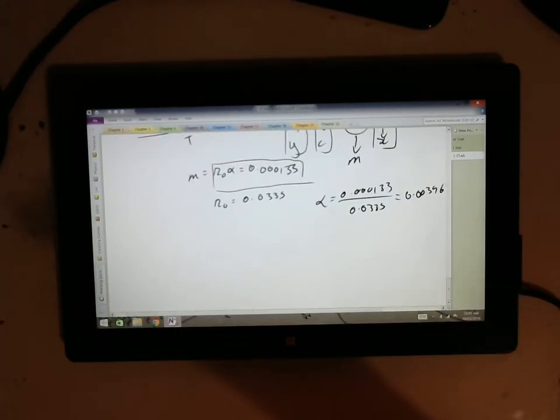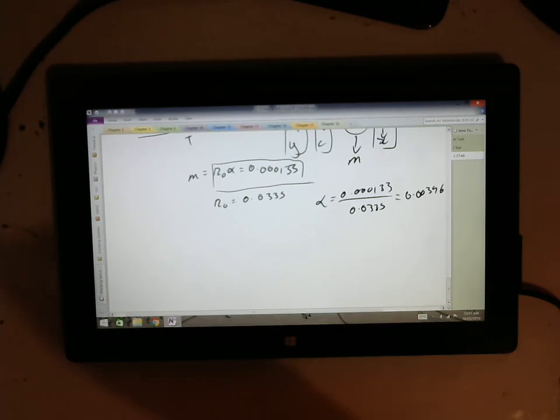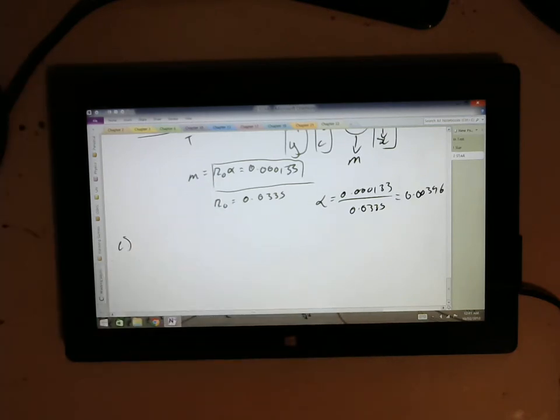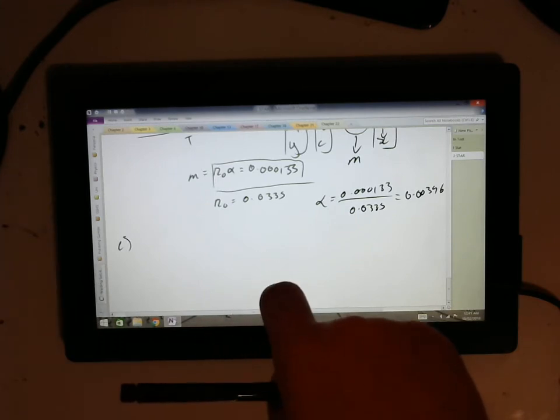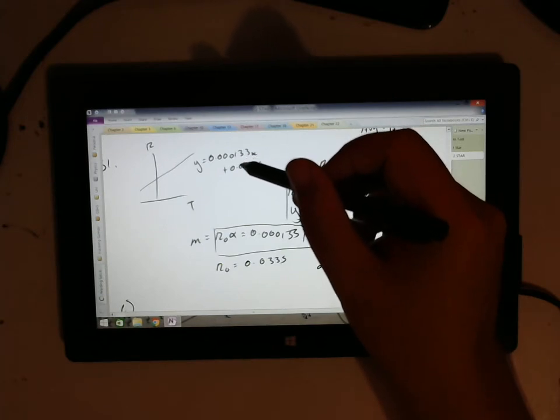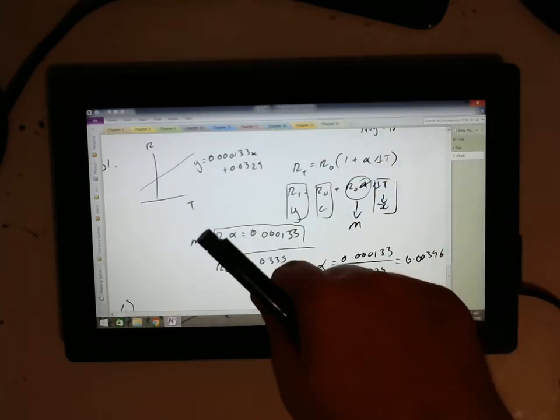Okay, and finally on to part C of this question. We want a conversion formula from resistance to temperature. Well, the good news is we already have one. It's the trend line. So it's just going to be that. From resistance to temperature. Sorry, we're going to need to rearrange it.